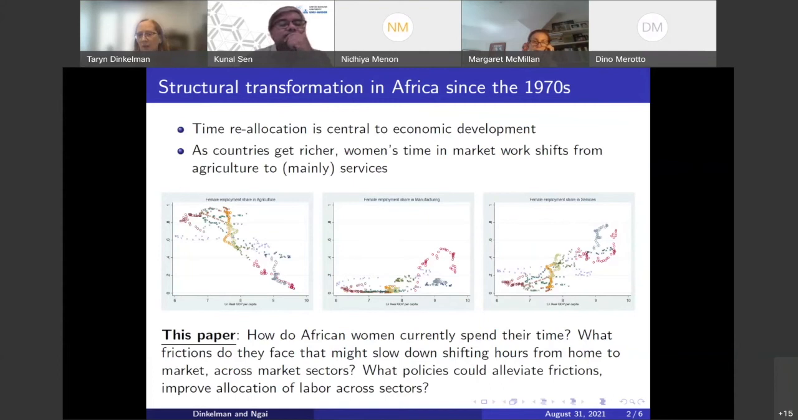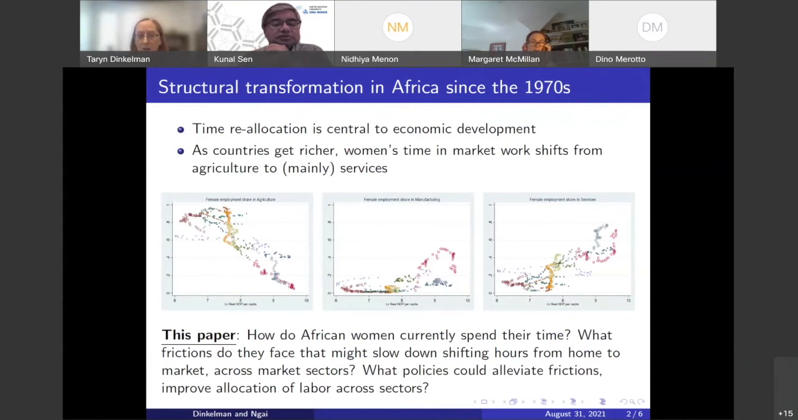We know a lot about historically rich countries, how the patterns of women's time use have changed, shifting from home to market and shifting from agriculture largely to service work. So what we're going to focus on in this paper is trying to provide some new evidence on how women in Africa are spending their time.